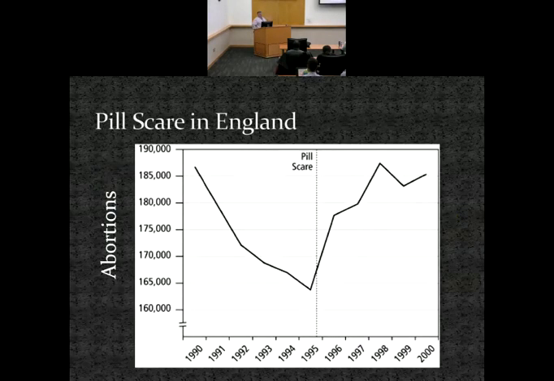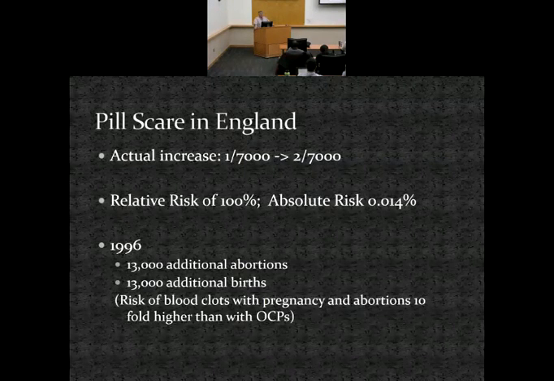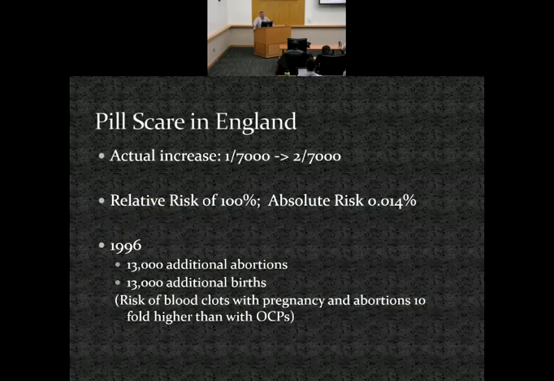And this is from the New England Journal. You look at the rate of abortions, and this is not a social comment on abortions, but I think we can all agree it's a proxy measure for unintended pregnancies. The rates of abortion in the years after that warning in the United Kingdom went up pretty precipitously. The actual increase was 1 in 7,000 to 2 in 7,000, which is indeed a 100% increase. But that's a relative risk, a 100% relative risk increase. It's an absolute risk of 0.014.